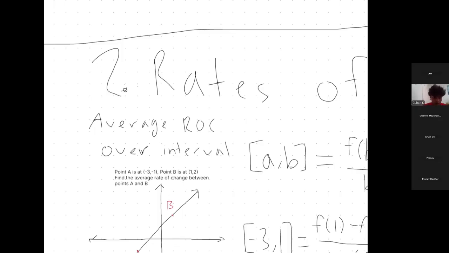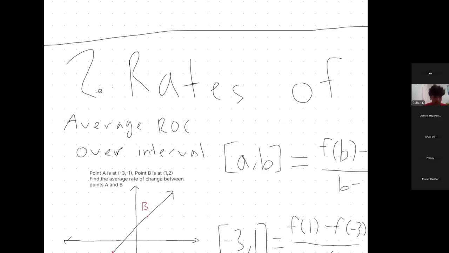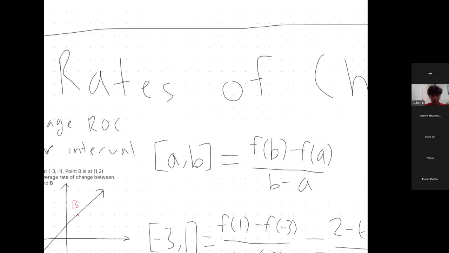So to find the rate of change, here's how we do it. Let's take 2 points, A comma B. So these points are going to be like the x coordinates. So for example, from like -1 to 1, right? And then the average rate of change equals f of B minus f of A over B minus A. And this might look a little complicated, but it's really not. Once you see an example, I'm sure you will understand.